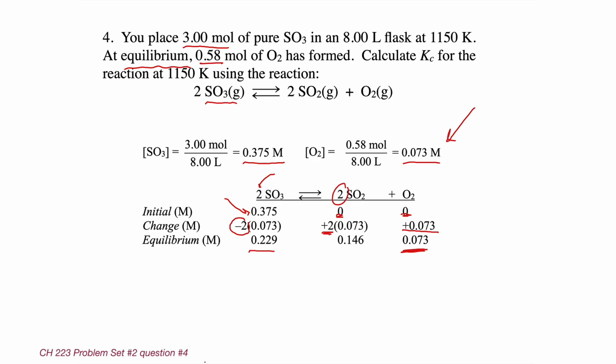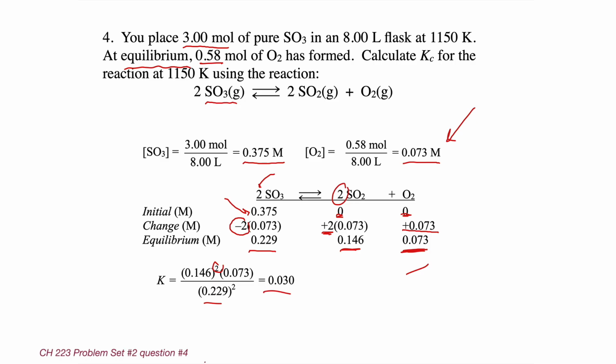So mathematically, 0.375 minus 2 times 0.073 is this 0.229 number. And that's the equilibrium value of SO3. That's the number we want to put in our K sub C. Now that we have the E part of the ice table, we got all the equilibrium parts, let's calculate what K is. It's going to be products over reactants. It's going to be the SO2 squared times the O2, the 0.073. We'll divide it by the SO3 quantity squared.